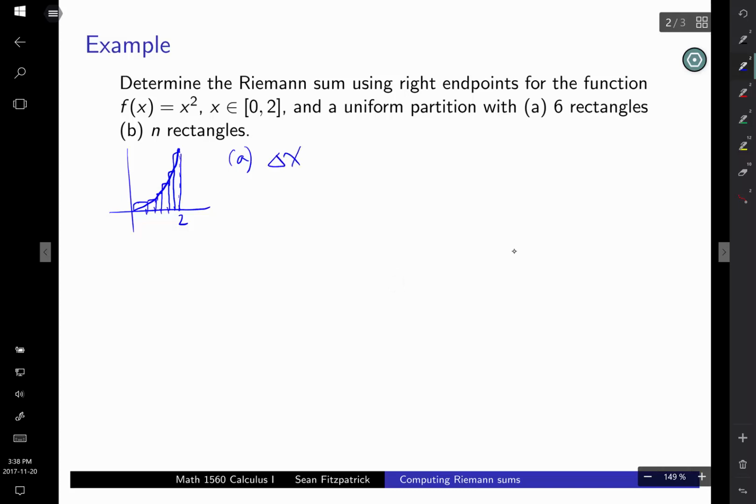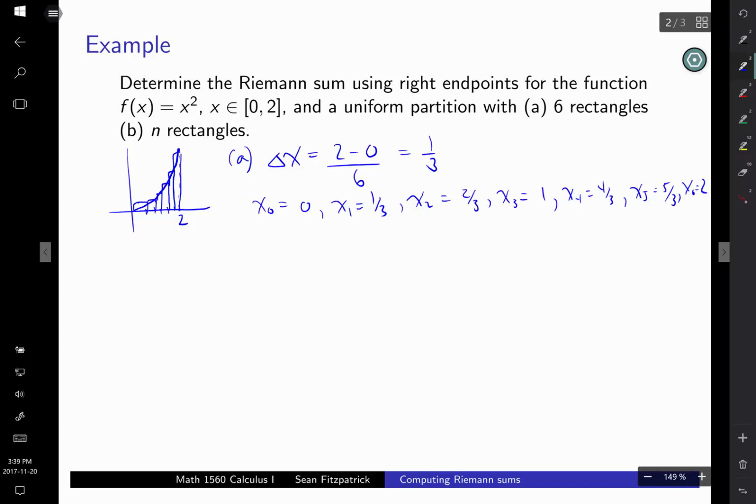So what's our delta x? Our delta x is 2 minus 0 over 6, which is a third. Okay, our points are x0 is 0, x1 is a third, x2 is 2/3, x3 is 1, x4 is 4/3, x5 is 5/3, and x6 is 2, is our right endpoint. Okay, so that's our partition, and we're taking ci to be xi in each one.